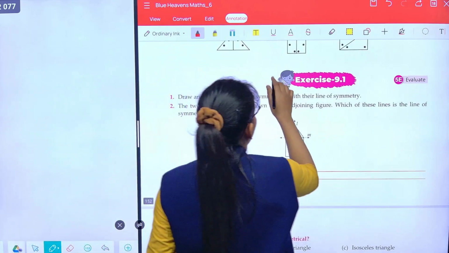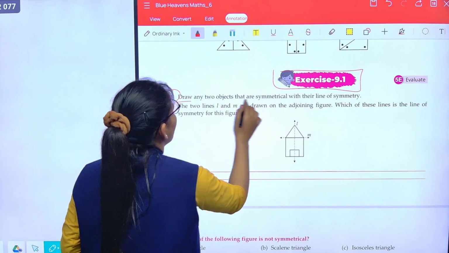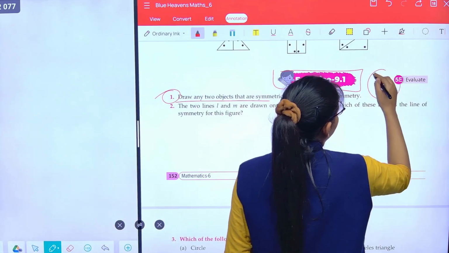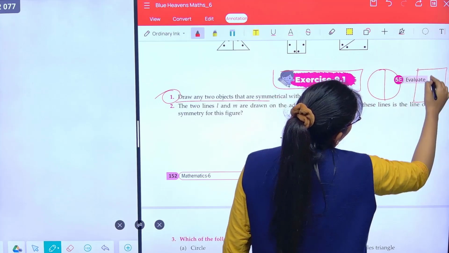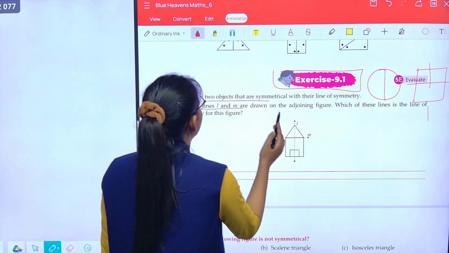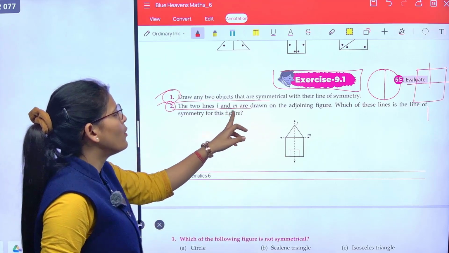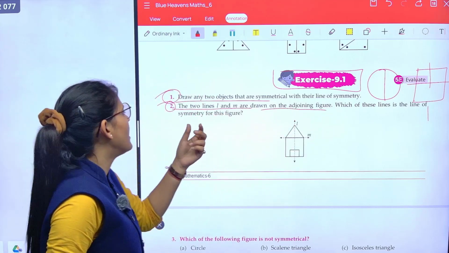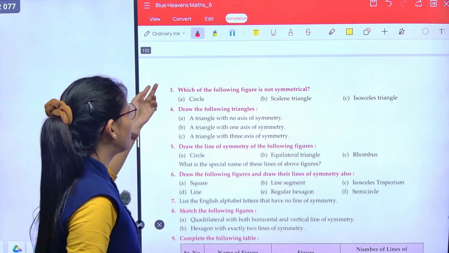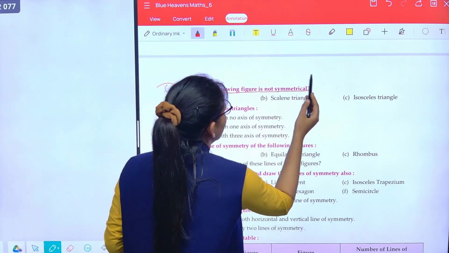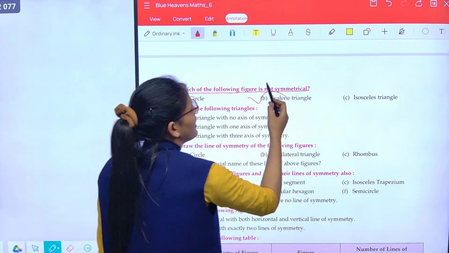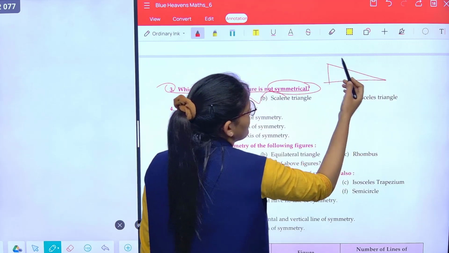Come on, exercise 9.1. Question number 1. Draw any two objects that are symmetrical with their lines of symmetry. Class, you can do a circle, a rectangle also. Now question number 2. The two lines L and M are drawn on the given figure. Which of these lines is the line of symmetry for this figure? Line L, class. Now come on, question number 3. Which of the following figures is not symmetrical? Class, the scalene triangle is not. It is not symmetrical, because its figure is like this, you cannot fold it.